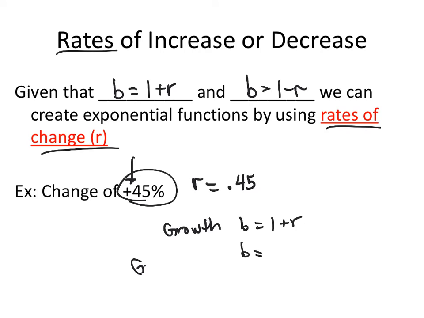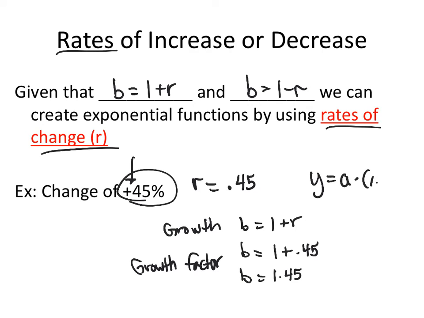And so when I plug this in, I have what is known as a growth factor, because that's what I'm multiplying by. And so in this particular case, my growth factor is going to be 1 plus 0.45, or my growth factor b is going to be 1.45. And so that's what I would use in order to make my values get a lot larger. And so in a sense, I could start making an equation, doesn't matter what it is, y equals a times 1.45 to the power of x.